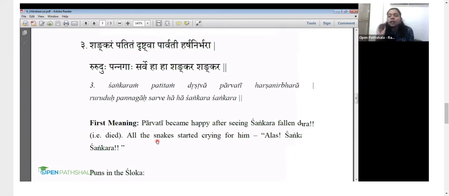And the snakes, now it is peculiar in Sanskrit poetry that it is imagined or believed that the snakes reside in the sandalwood tree. And their house is gone, their house is fallen, destroyed. So all the snakes started crying, and therefore they became sad. Oh God, Shankara, the best of best sandalwood is Shankara. So that is fallen. The resident is gone.